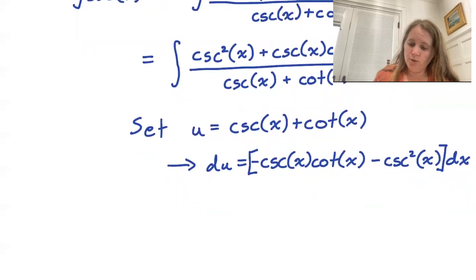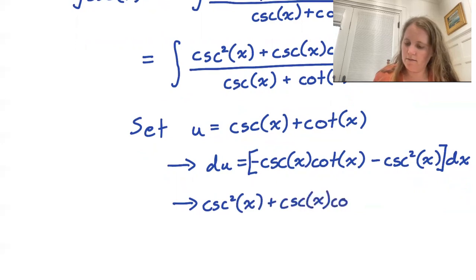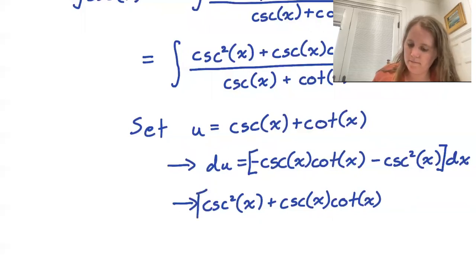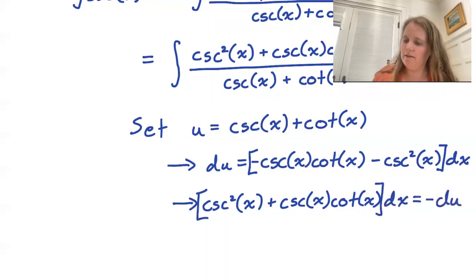So that numerator that we have, cosecant squared x plus cosecant x cotangent x, is simply equal to negative, that times dx, is equal to negative du. I just reordered the terms and then divided the whole thing by a negative 1.